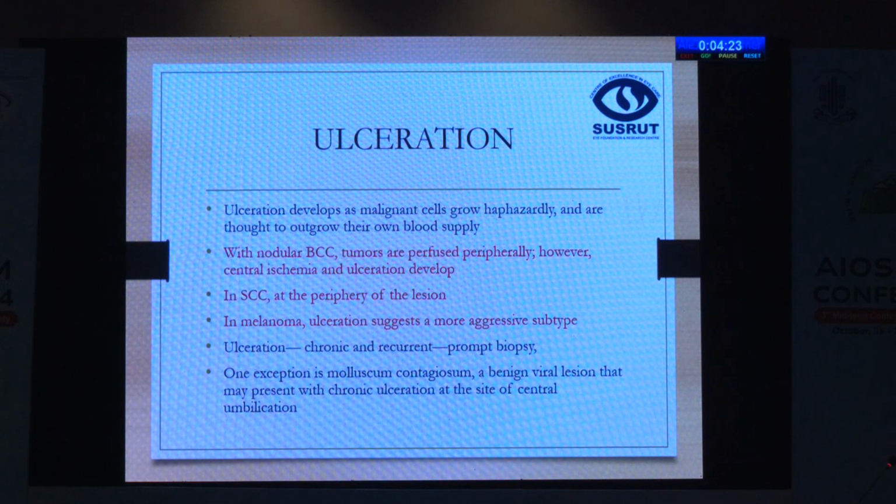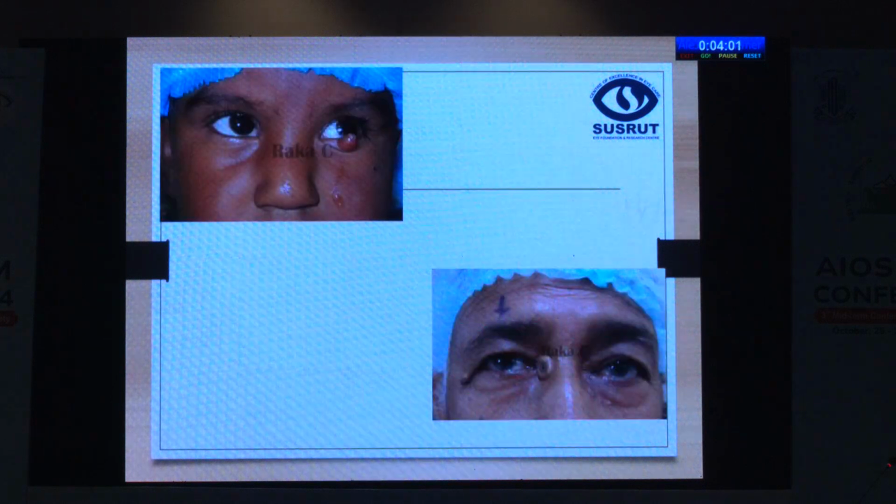Now the ulceration develops as the malignant cells grow haphazardly and are thought to outgrow their own blood supply. With a nodular basal cell carcinoma, the tumors are perfused peripherally, so there is central ischemia and ulceration, whereas in squamous cell carcinoma, it is at the periphery of the lesion. In melanoma, ulceration suggests a more aggressive subtype.